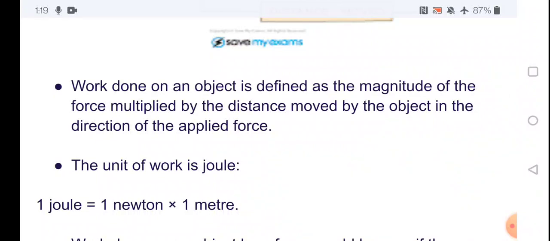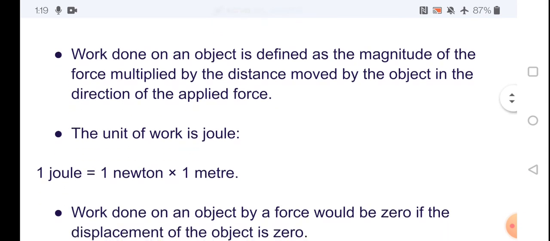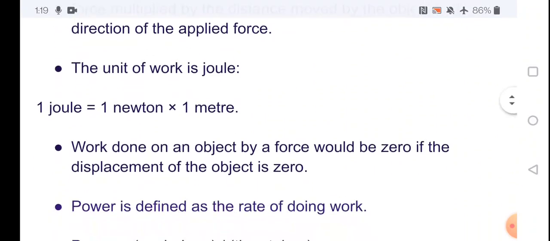The unit of work is joule. 1 joule is equal to 1 Newton. See the definition, it is the product of force and distance. Unit of force is Newton, unit of distance is meter. So 1 joule is equal to 1 Newton into 1 meter. So the unit of work is joule, and 1 joule is equal to 1 Newton into 1 meter.